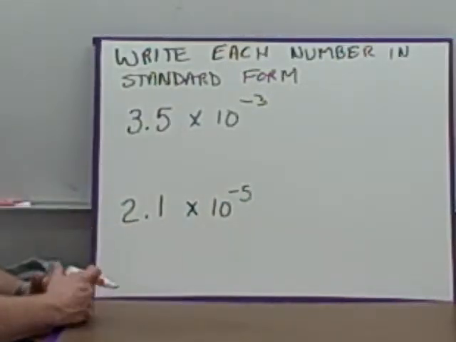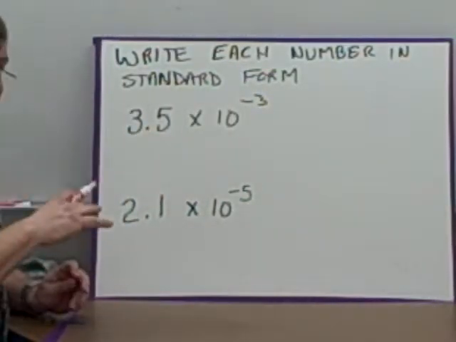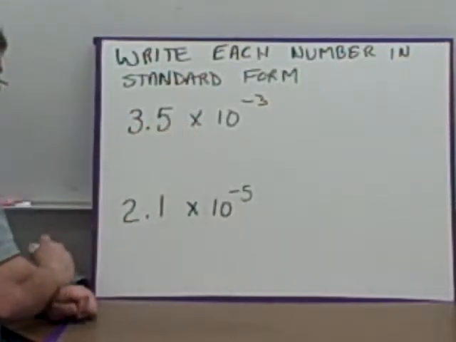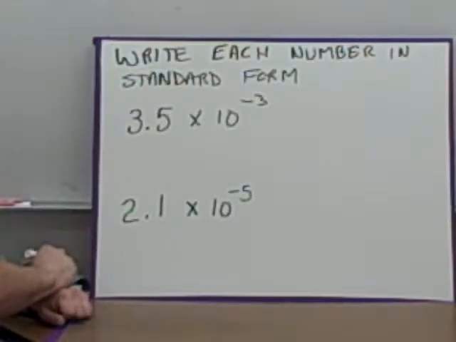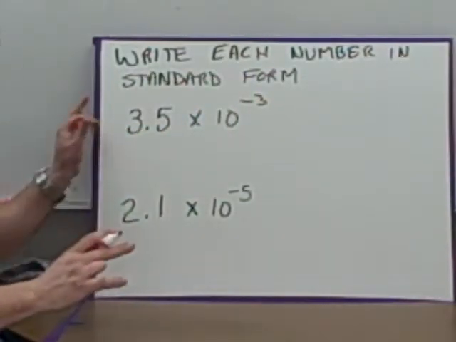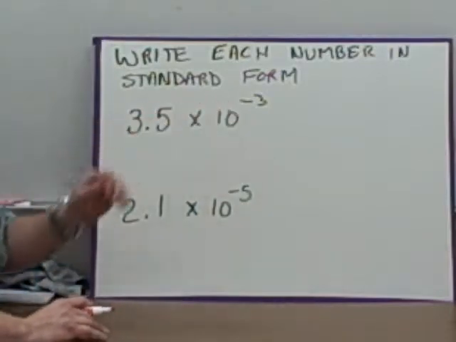Write each number in standard form. We got some extras here. Now they've got some negative exponents. So instead of going to the right with these, I'm going to go to the left. I'm going to be making the number smaller. This negative exponent has no effect on the sign of the number. It just tells you which direction.